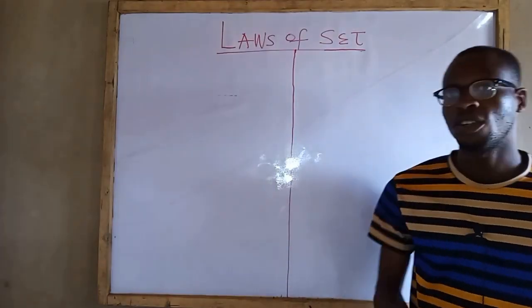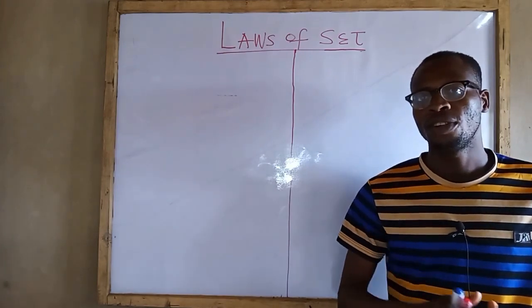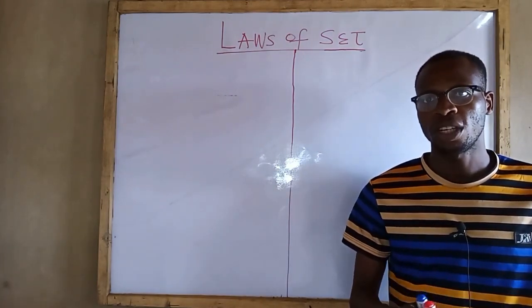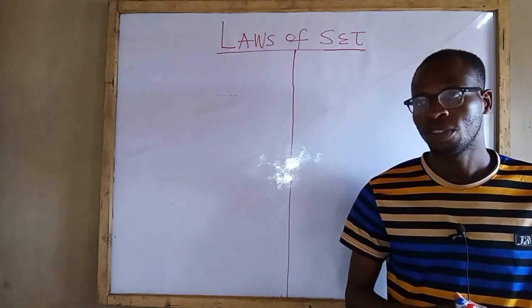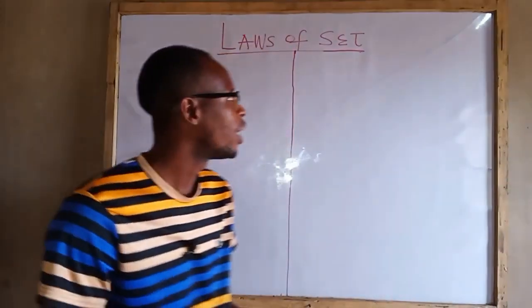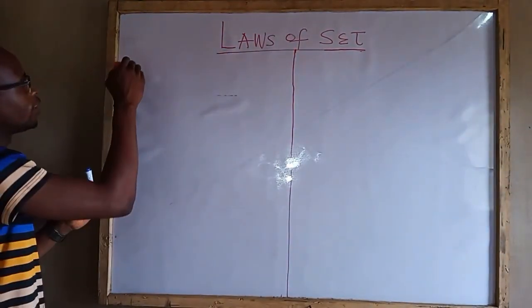Today we'll be looking at laws of set. There are 7 laws which govern set, but today I'm going to be taking 3 out of the 7. So let's start. Let me list them.